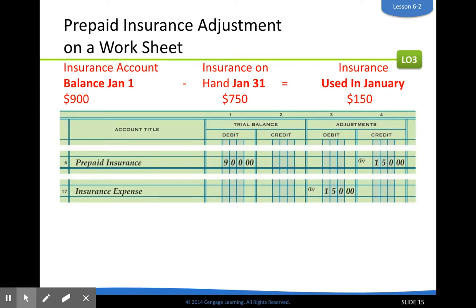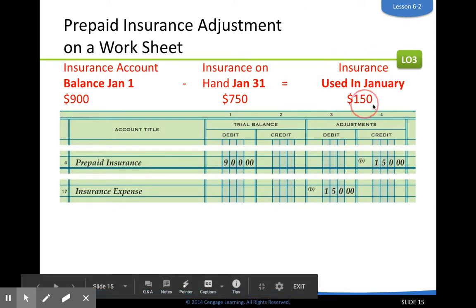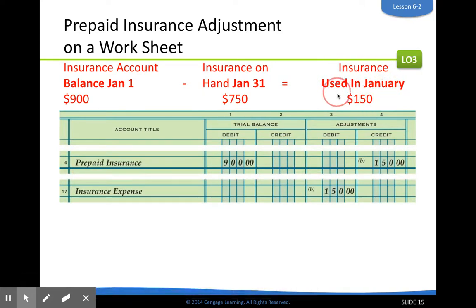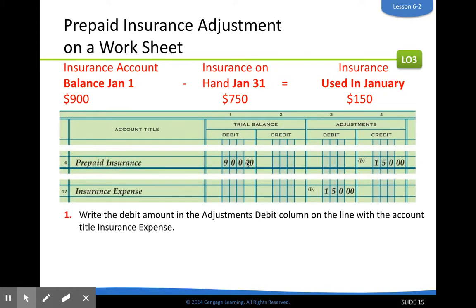So unfortunately, we had to use some of that money to maybe pay a deductible or pay a premium to our insurance company. So if we started with $900 and we ended with $750, we must have used $150 of insurance in the month of January. So we need to update our prepaid insurance balance because it's not $900 anymore. So we need to do an adjustment.